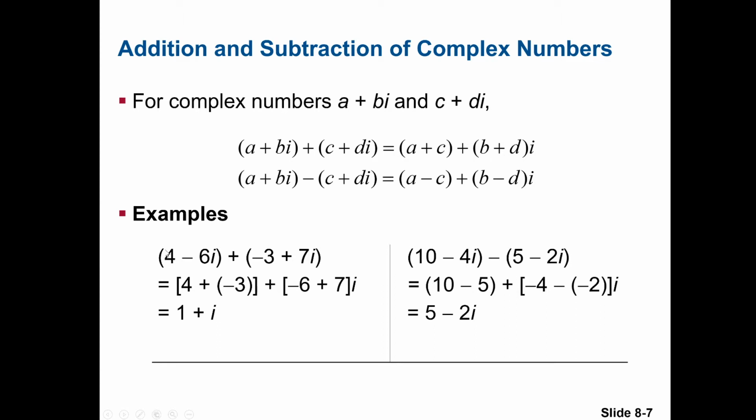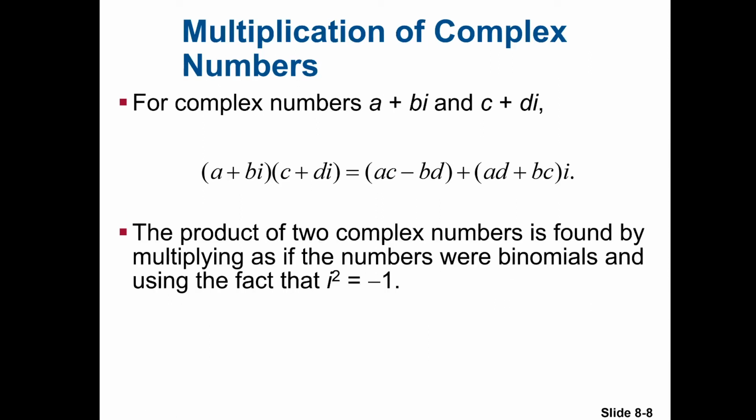So for example, we have 4 minus 6i plus the quantity of -3 plus 7i. You want to group the real numbers together and then the imaginary numbers, and then just perform the addition. The other one is subtraction, similar to the previous one: 10 minus 4i minus the quantity of 5 minus 2i. Group the real numbers together, group the imaginary numbers together, and then follow through with the operation of subtraction. Okay, so now let's see what else we have.